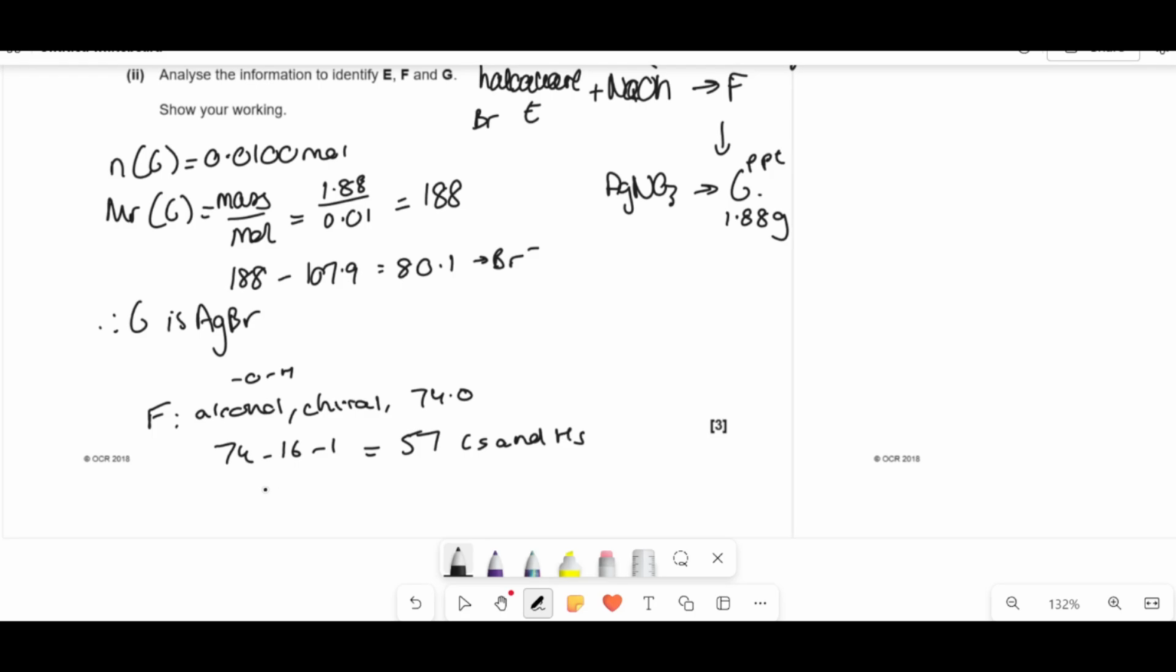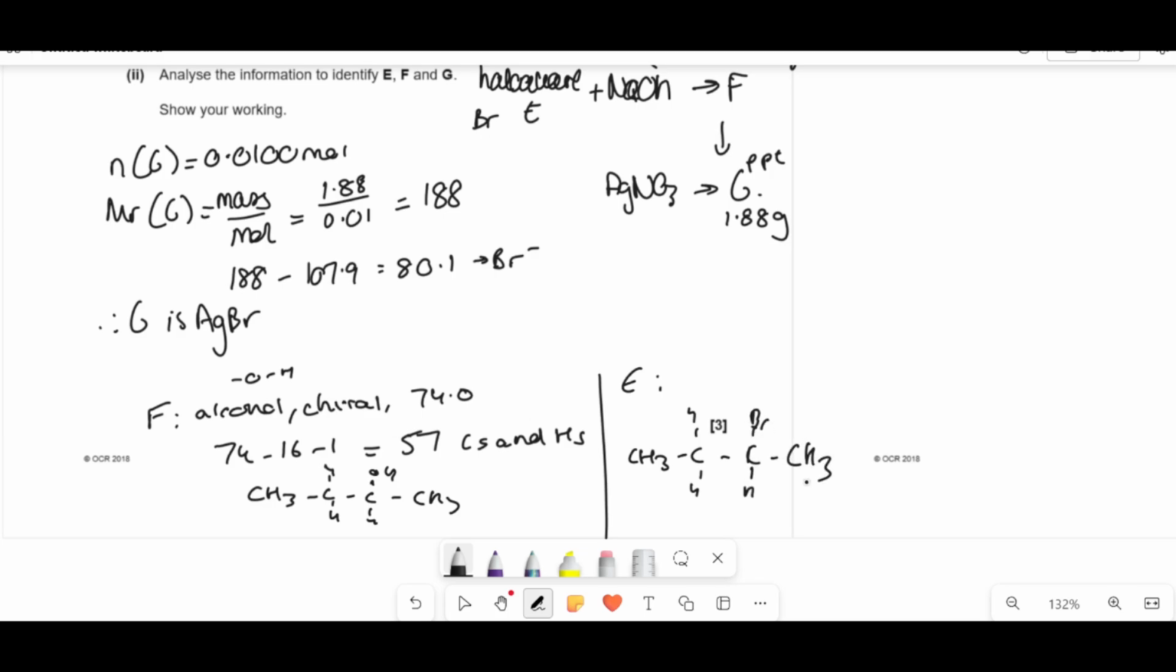If you muck about a bit with it, you can do a CH3, a CH2, another CH, and then a CH3, and that's where my OH would go. So what we end up with is this. So that's that, right? Now I know what F is. E is just going to be the same thing, but with the halogen instead, so the exact same carbon chain. So CH3, CH, with the Br in this position, like that, instead of the OH, and there you go. That's all done. Question done.